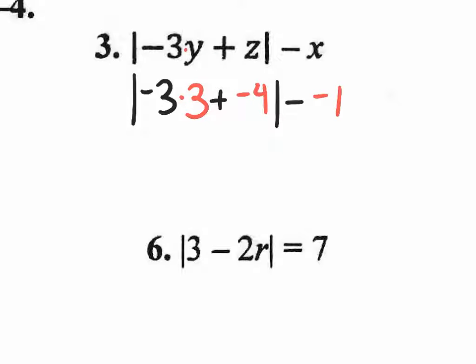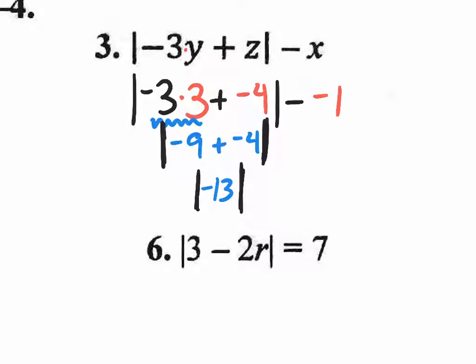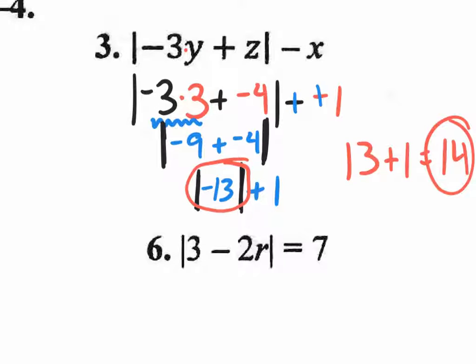Negative 4, thank you. How about the x value? Negative 1. So inside the absolute value, I'm going to do negative 3 times 3, which is negative 9. And then negative 9 plus negative 4, that's still inside the absolute value. So what's negative 9 plus negative 4? Negative 13. So you have the absolute value of negative 13, and then you have plus 1, because the minus negative changes to plus positive. So the absolute value of negative 13 is 13, plus 1 is 14 total. That's your answer for number 3.